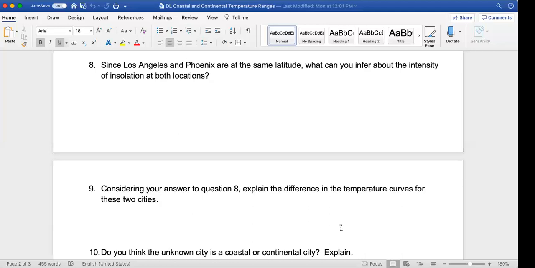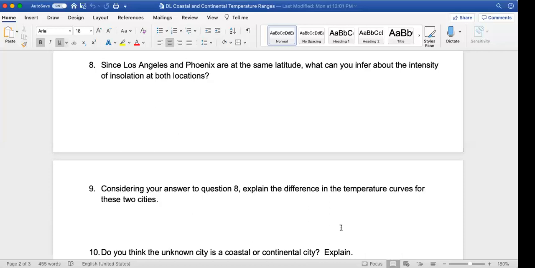But the idea is that if you're at the same latitude, remember lat is flat, the intensity of insolation will be the same. Okay, so it's sort of a trick question in a way, like it sets it up like there's going to be a difference, but there's not. So since Los Angeles and Phoenix are at the same latitude, lat is flat, you can infer that the intensity of insolation at both locations will be the same.